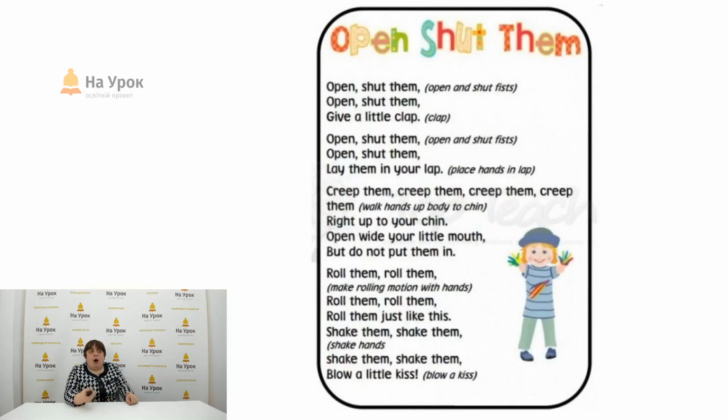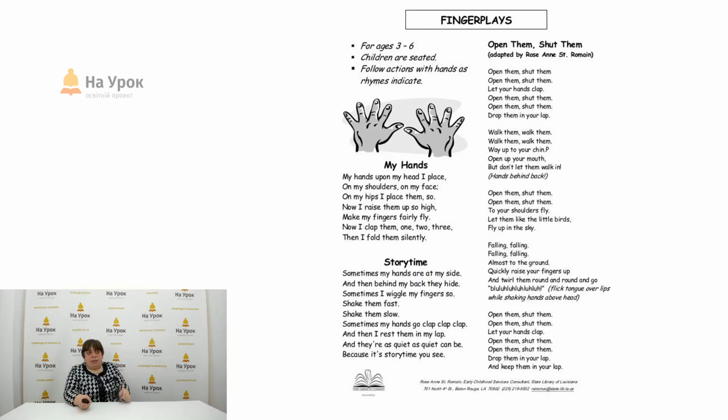For example, open, shut them. So this is the rhyme, and students can do the activities which are mentioned in this rhyme. Finger plays, some more finger plays. By the way, you can find a lot of finger plays. They're available, so you can find them, you can use them. They can be very simple, for example, for ages from 3 to 6, but they can be also more difficult.